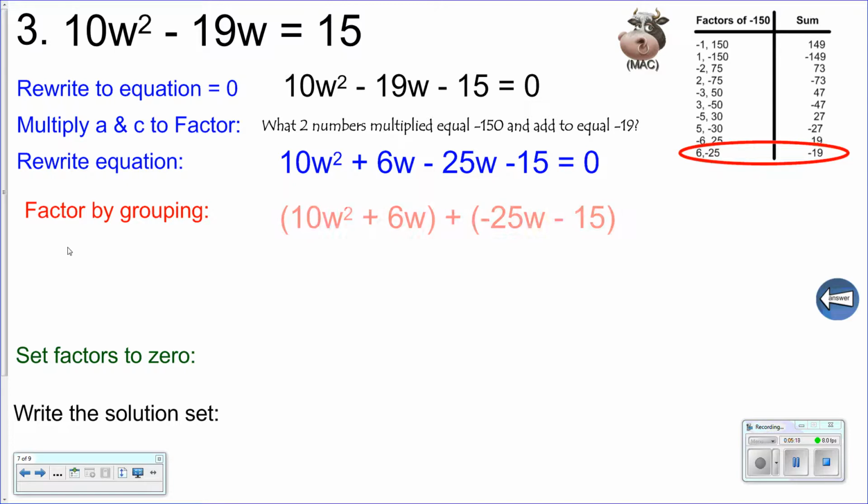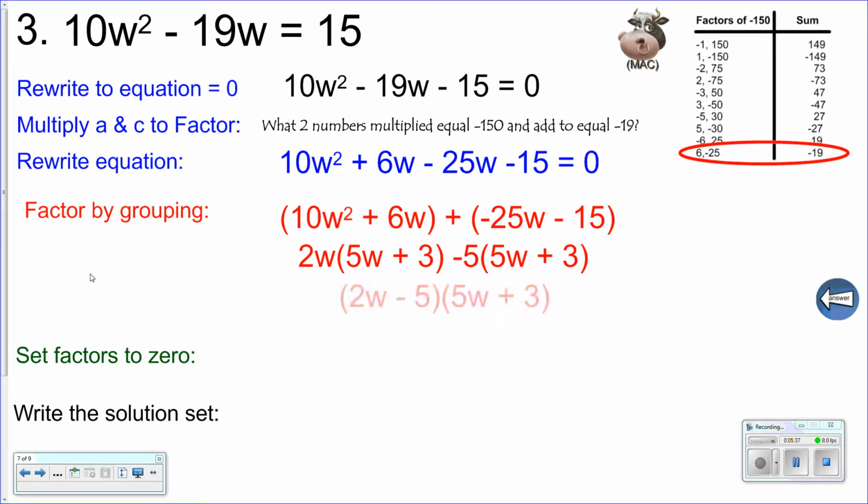Factor by grouping, so I'm going to put the first two terms together and the last two terms together. The GCF of the first two terms is 2w, so I factor that out and get a 5w plus 3. My GCF of the second two terms is negative 5, so when I factor that out, I get 5w plus 3. So I'm going to rewrite the two binomials as 2w minus 5 and 5w plus 3.